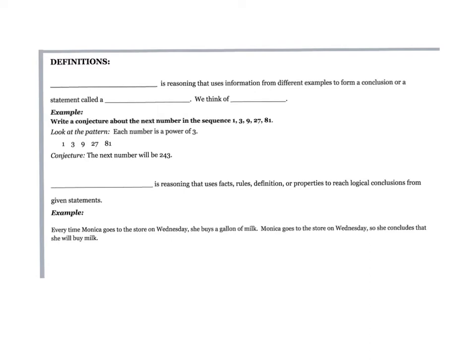So let's get down to business. Functionally, inductive and deductive reasoning are two ways to allow us to make conjectures and process information about the world. To start things off, inductive reasoning is reasoning that uses information from different examples to form a conclusion or a statement. These statements are called conjectures.